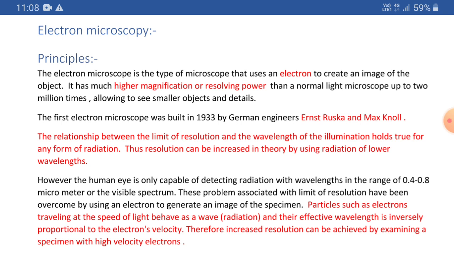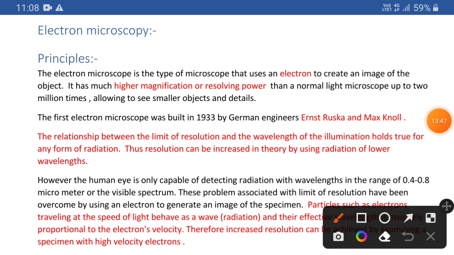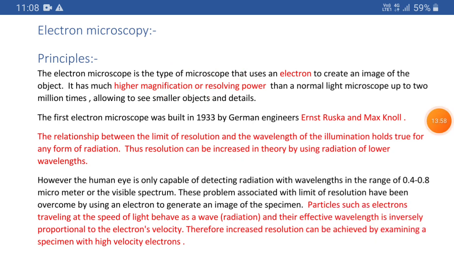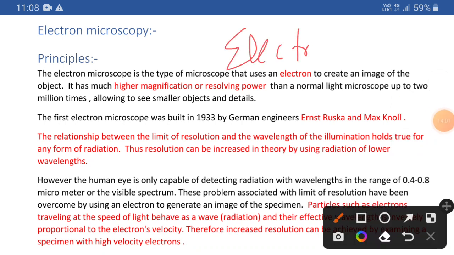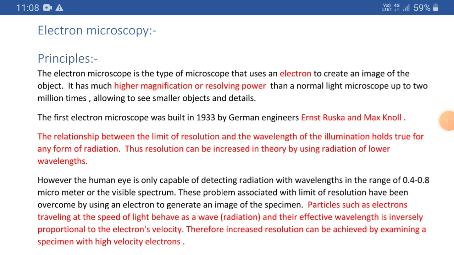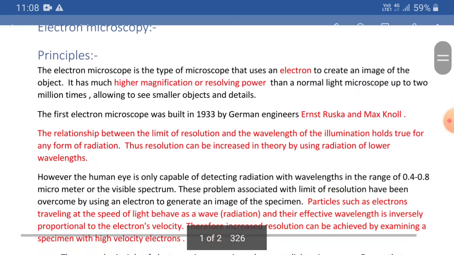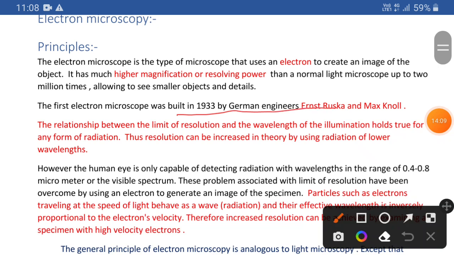That means the principle of electron microscopy is exactly the same as the other microscopic techniques that we have used. Okay, but the small difference is, in other cases we are using light, or I should say visible electromagnetic radiation, or electromagnetic radiation having wavelength in the visible range, and here we are using electrons as a light source. Okay, now it was developed by Ernst Ruska and Max Knoll in 1933. They are two German engineers who developed the electron microscope.